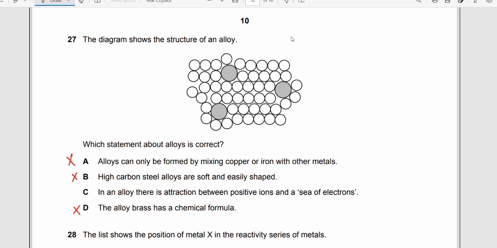In an alloy, there is attraction between the positive ions and the sea of electrons. When the metals combine, they have the metallic bond. The attraction between the positive ions and sea of electrons, which is the metallic bond, is not destroyed. They are not going to make a covalent bond or an ionic bond. When metals combine, their physical appearance may change, their strength may change, but the attraction between the positive ions and sea of electrons is not changed. So that's why option C is correct.